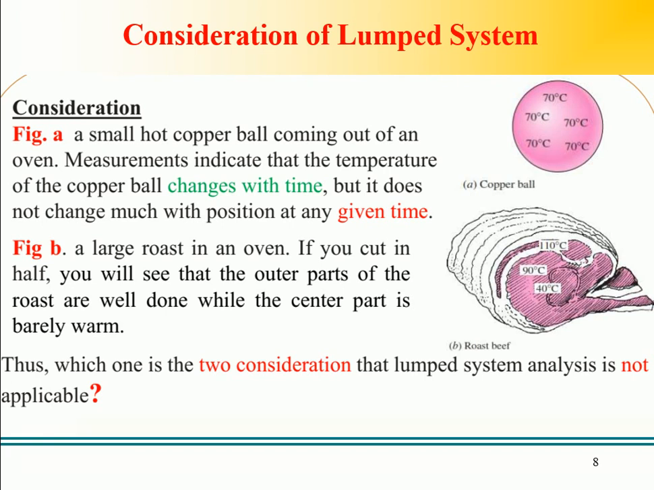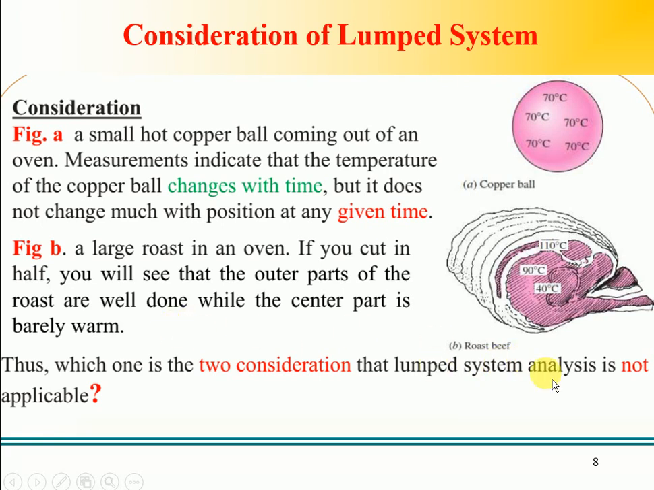Let me give you one practical example where I can consider the temperature constant at different positions, and one where I cannot. Let's see, there is a copper ball. A hot measurement indicated the temperature at different positions is 70 degrees Celsius, so it is not changing. The temperature of the copper ball changes with time, but it does not change much with position. Of course, with time it will release heat if it is in a lower temperature environment, but at different positions the temperature is constant. So I can take this one as a lumped system.